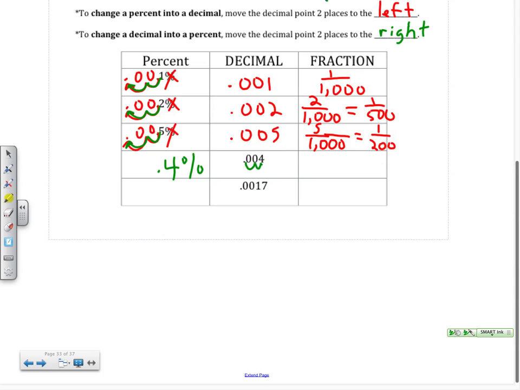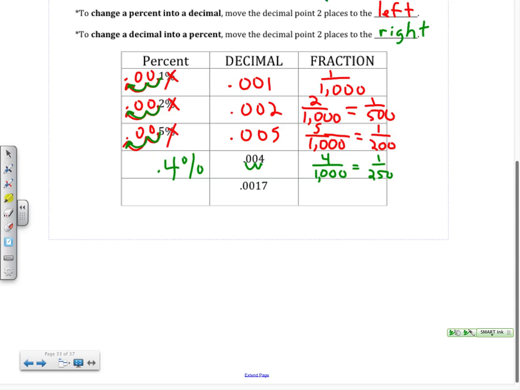And if I want to look at that decimal, I can write it as 4 over 1,000, which is the same as 1 over 250. So all these numbers, 0.4%, 0.004, 4 thousandths, and 1 over 250 all have the same value.